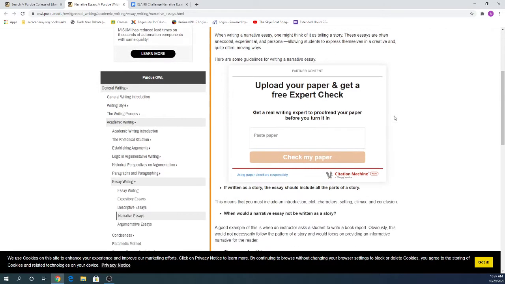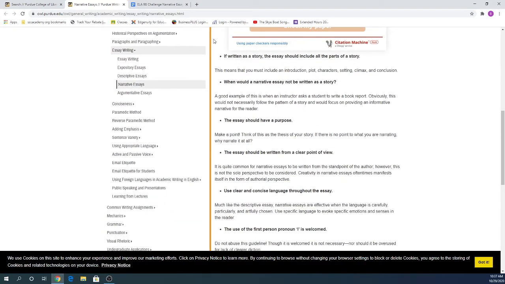So here are some guidelines for writing a narrative essay. If written as a story, the essay should include all the parts of the story. Remember, we've learned that this means that you should include an introduction, plot, characters, setting, a climax, and conclusion. When would a narrative essay not be written as a story? A good example of this is when an instructor asks a student to write a book report. We don't do a whole lot of book reports these days, but I did a lot of book reports back in olden times. Obviously, this wouldn't follow the pattern of a story because it's more of a summary, and it would give focus to an informative narrative for the reader, telling them what the story's about.